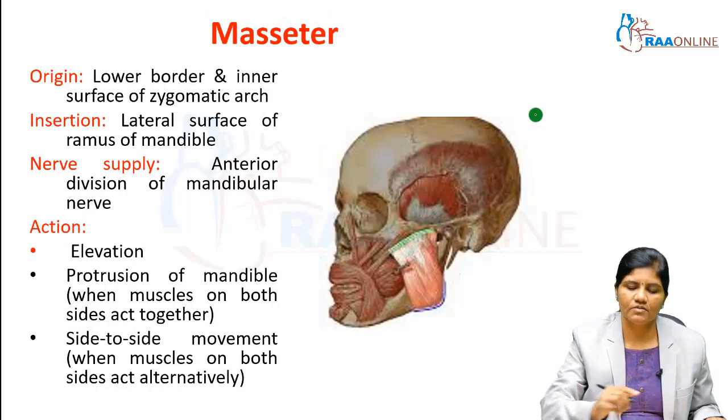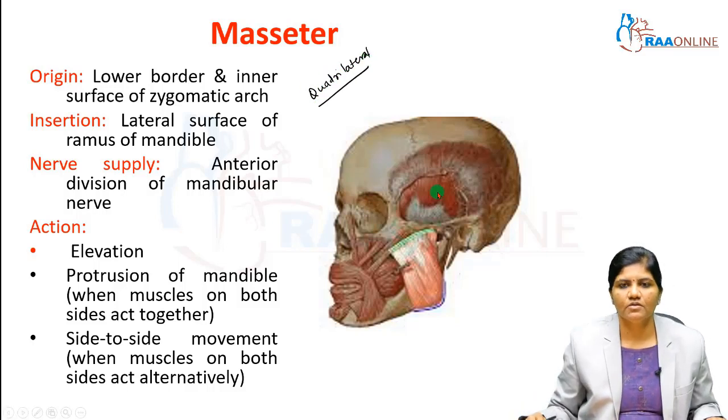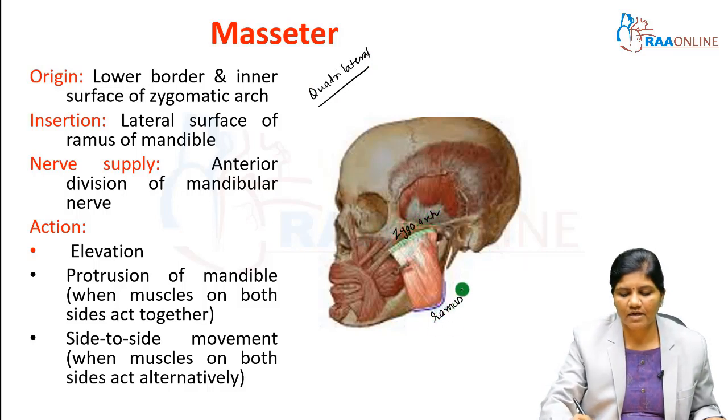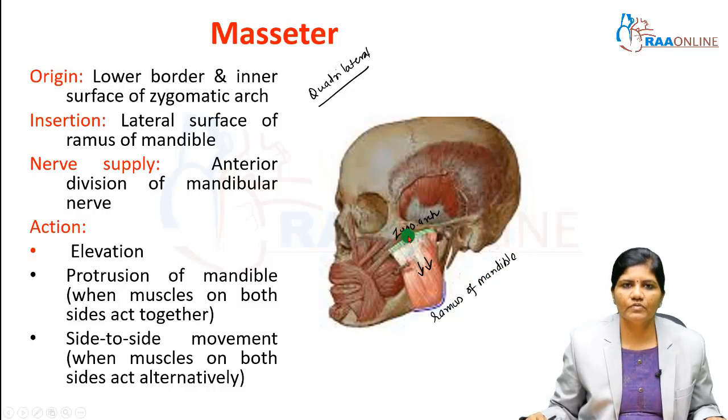Let's see the masseter. Masseter is the deep muscle of the face. It is quadrilateral in shape. The fibers are arranged in three planes: superficial, intermediate and deep. The origin is above, that is the zygomatic arch, and the insertion is below, that is the ramus of the mandible near the angle. The direction of the fibers is downwards and backwards. The origin is from the lower border and the inner lip of the zygomatic arch. The insertion is the lateral surface of the ramus of the mandible. The nerve supply is from the anterior division of mandibular nerve.